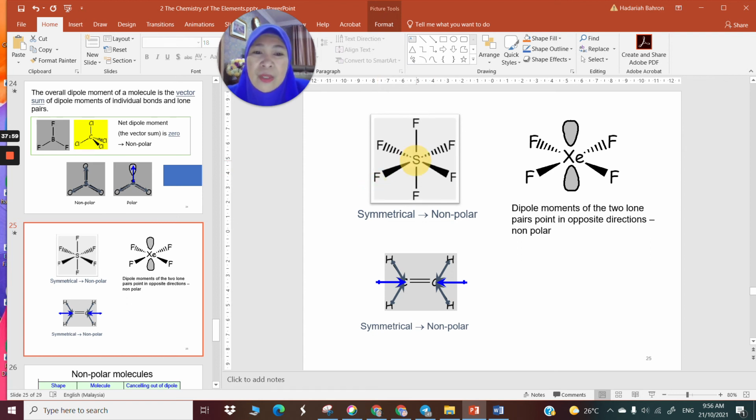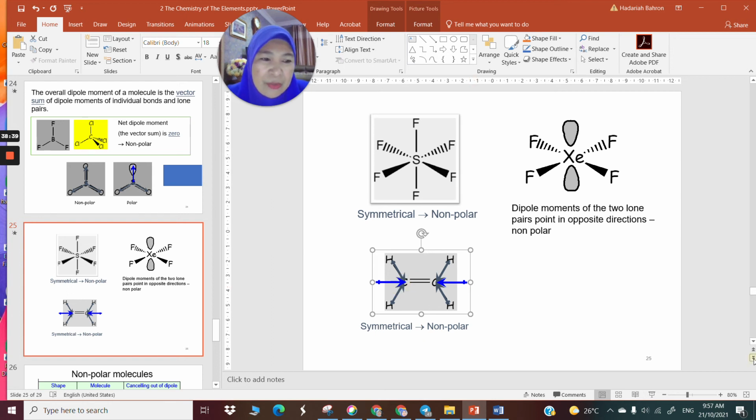This one from the front right is cancelled by the one from the back left. So there is a perfect cancellation of each one of the electron movements, making your SF6 a non-polar molecule despite having 6 polar bonds. Similarly with this one, you can see high symmetry. That means it's a very non-polar molecule.